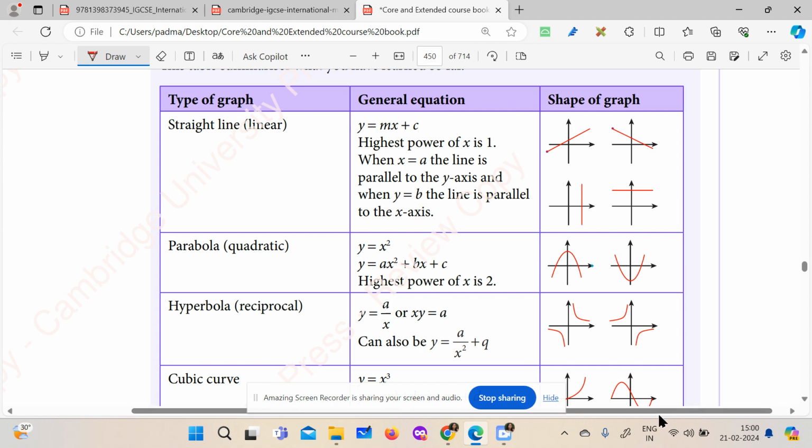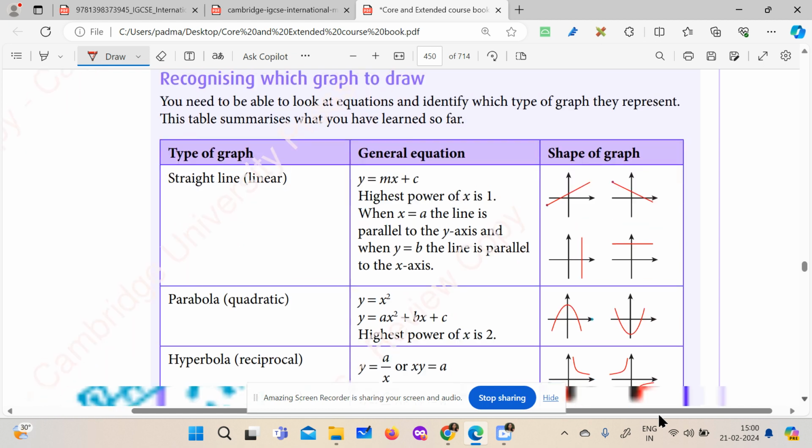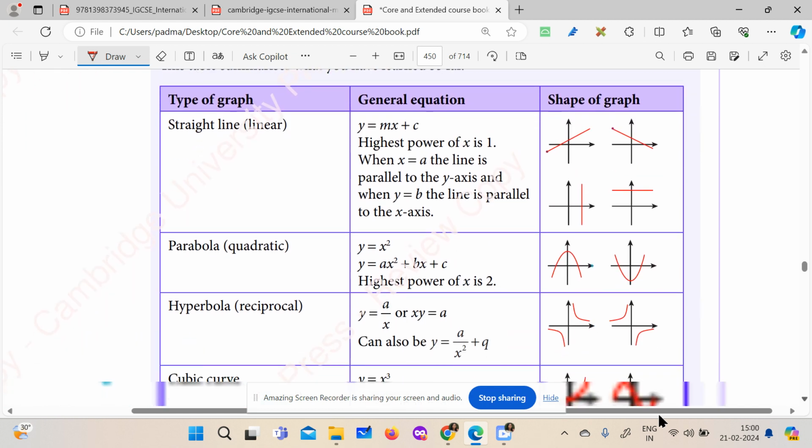So today we are going to learn how to recognize the graph. Based on the equation given, you can understand the nature of your graph. What will be the shape of the graph? Let's discuss a few types of graphs here.